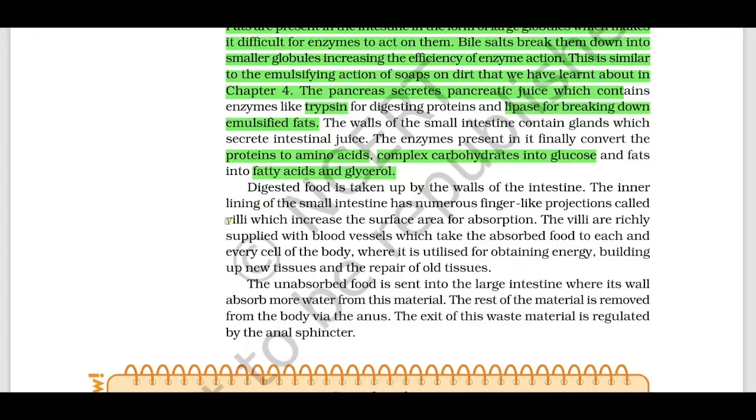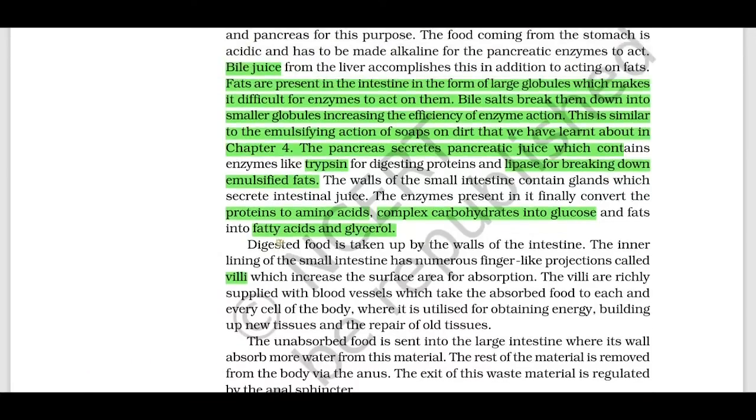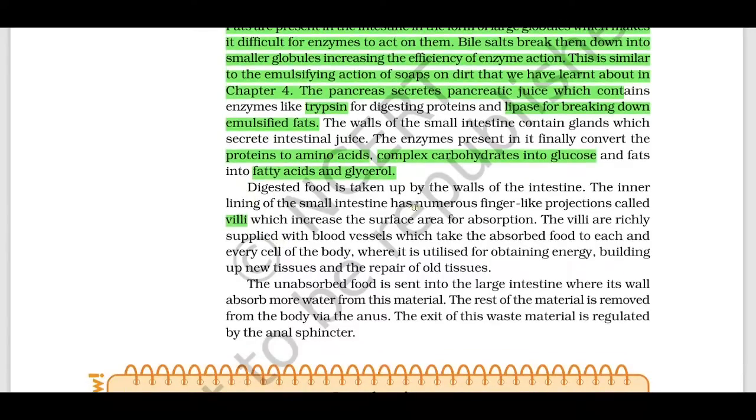Then the function of villi, again a 2 mark important question. From this concept or part, you can definitely expect the question. The digested food is taken up by the walls of the intestine. The inner lining of the small intestine has numerous finger-like projections called villi, which increase the surface area for absorption. The villi are richly supplied with what? Blood vessels, which take the absorbed food to each and every cell of the body, where it is utilized for obtaining energy, building up new tissues and repairing tissues.